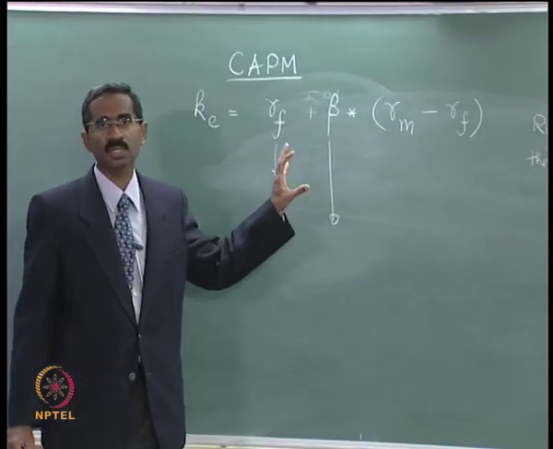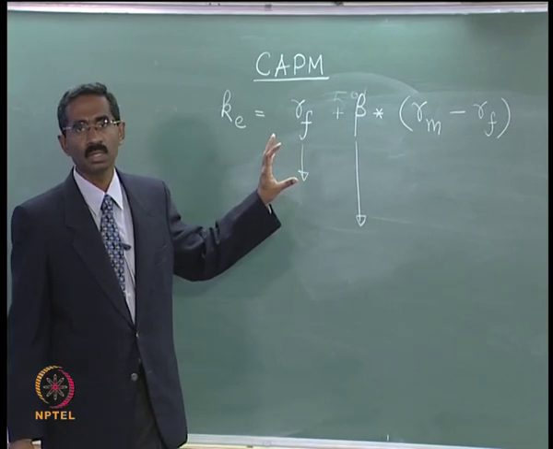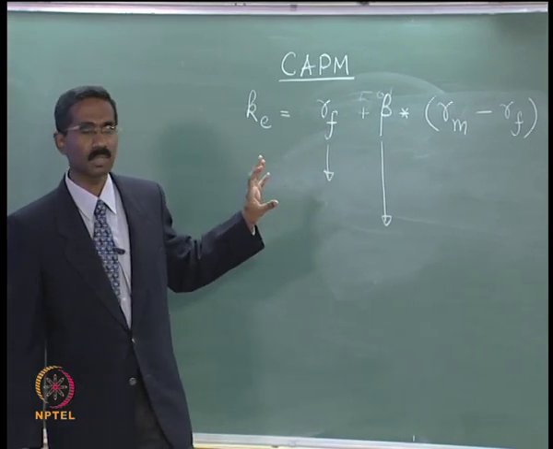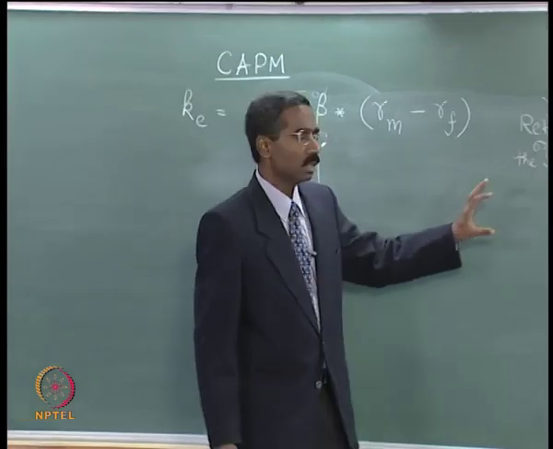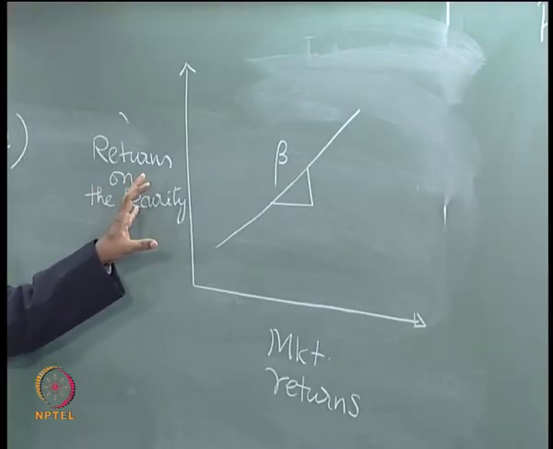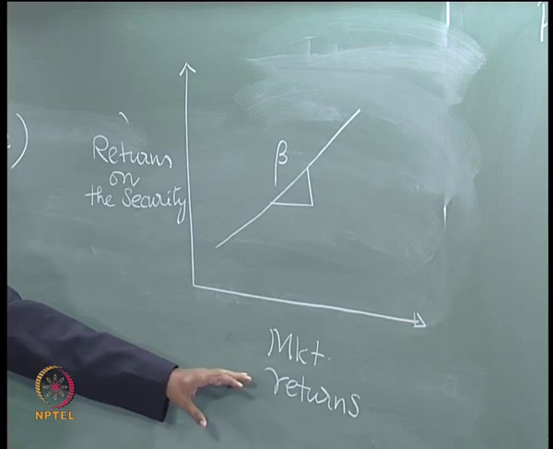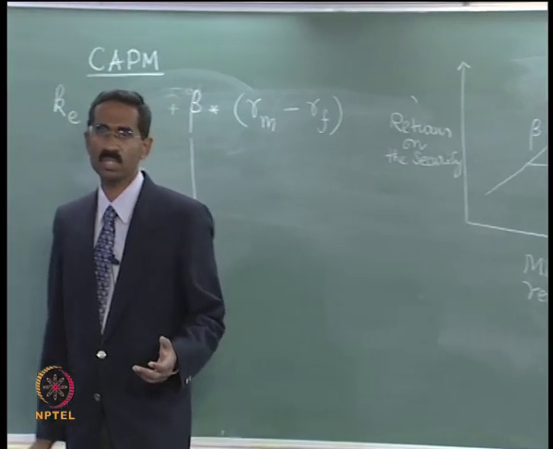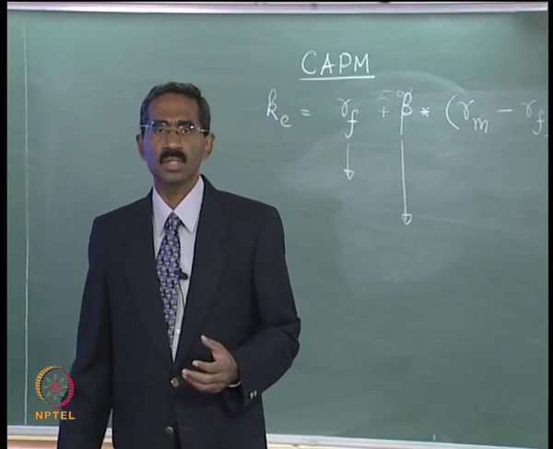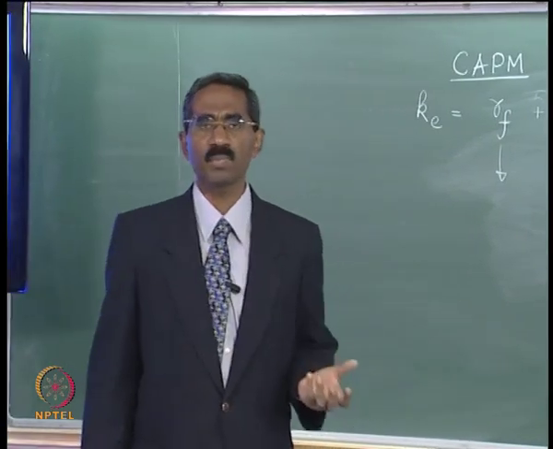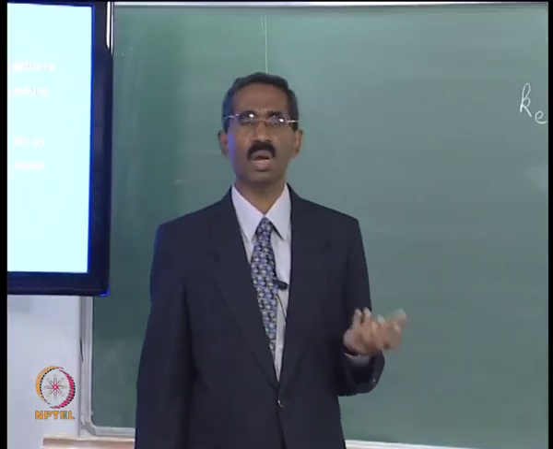Now if beta is considered to be a value of 1, then the security gives a return that is in tune with the market return. So if the market gives a return of 10%, then the security will also be giving a return of 10%. So that actually means that beta is 1.